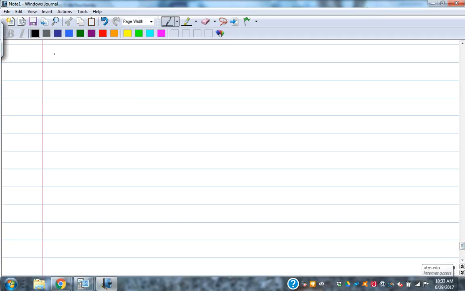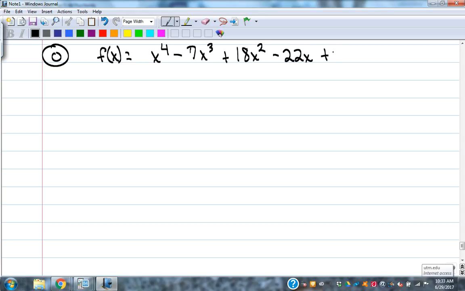Example O. We're going to find all the zeros for this polynomial. F of x is equal to x to the fourth minus 7x cubed plus 18x squared minus 22x plus 12. All right, so we've got a fourth degree polynomial. So that means how many zeros should I have?